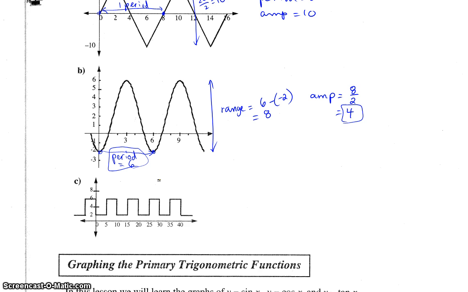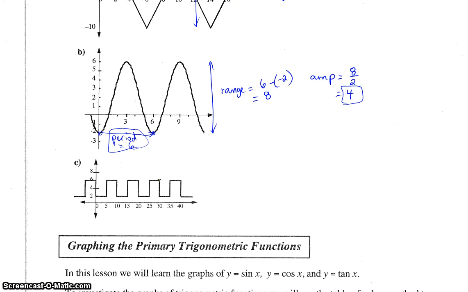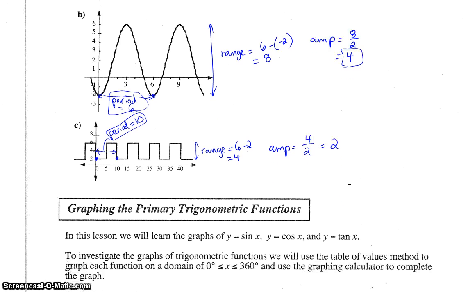Okay, good. Why don't you guys try C as well, and then we'll see if we get the same result. Pause your video. Okay, so on this one, if you pick a point on the y-axis, follow it through. So at this point here, it starts repeating again, and there's another cycle. The length of that cycle would be 10, so that's our period. The range of this graph is from 2 to 6, so we go 6 minus 2 is 4. Amplitude, half your total range, so 4 divided by 2, and we get an amplitude of 2. Hopefully you got the same value there.